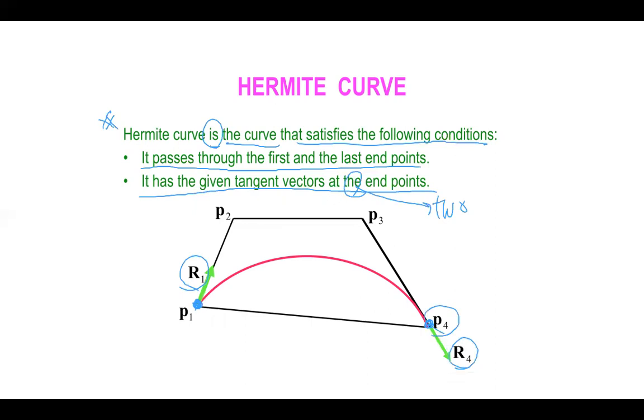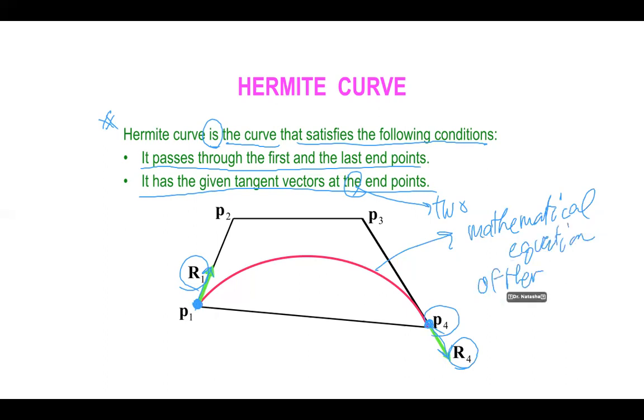You may be familiar with the Hermite curve in Illustrator. If you want to define a curve with two ending points here, and then you define the tangent vectors, right? The curve is passed through these two points, so you can get the curve here. But you don't know about the mathematical equation of the Hermite curve.